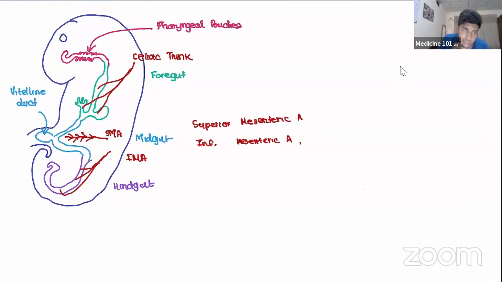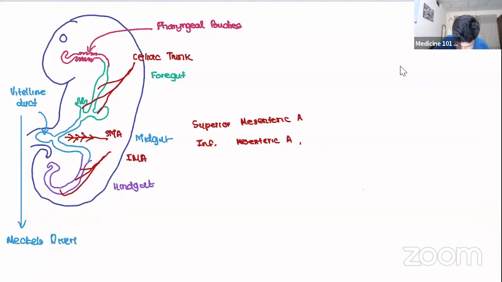Now, why did I mention this vitelline duct? Because we'll be discussing this in a later lecture. But if the vitelline duct does not regress, in the sense that it does not atrophy, it leads to something called Meckel's diverticulum. This is going to be discussed later, but for now, just understand this is called Meckel's diverticulum.